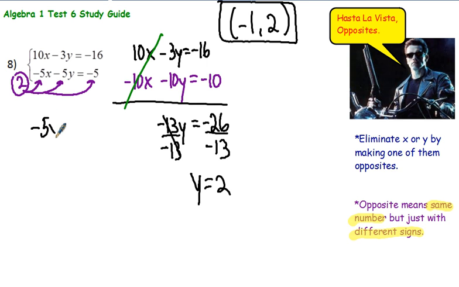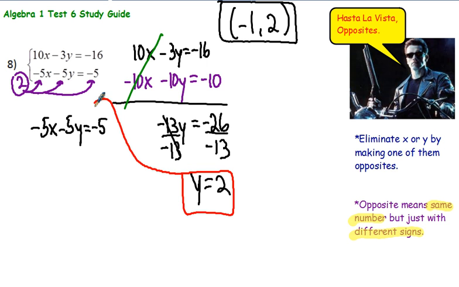Again, does not matter. Negative 5x minus 5y equals negative 5. So let's take that y, because we know what y is equal to now, and let's do the substitution. I'm going to plug it in right there. So what you end up with is negative 5x minus 5 times, let's drop in that 2, equals negative 5.